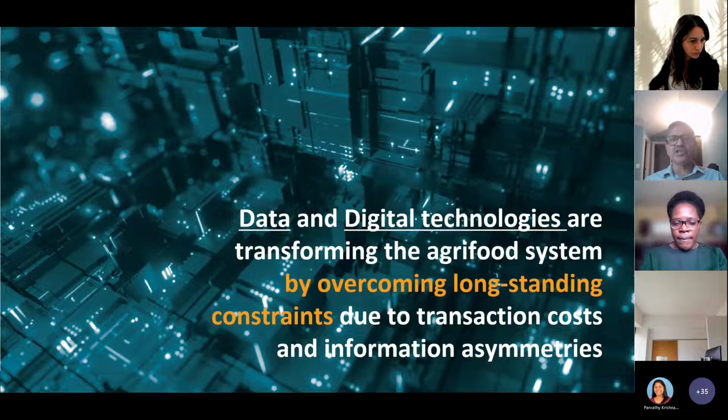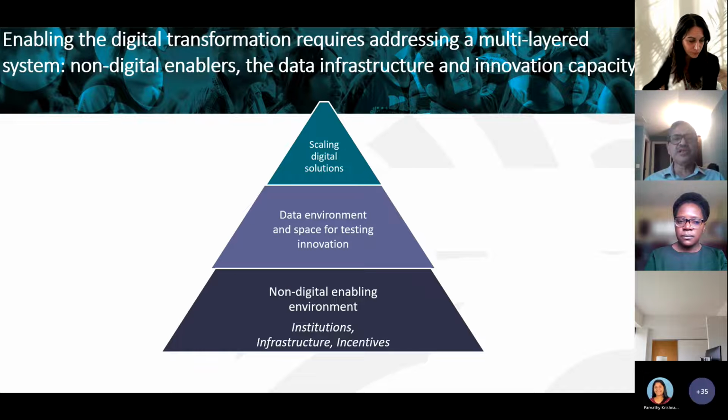So data and digital technologies have the potential to transform the system by overcoming long-standing constraints due to transaction costs and information asymmetries. Next, please. And basically, you need a lot of enablers there to address this. There are digital solutions, but there are non-digital solutions also, which are required to make the digital solutions work. So sometimes digital solutions are considered a panacea for everything, but that's not true. You need a combination of foundational non-digital work and digital solutions to make it work. Next, please.